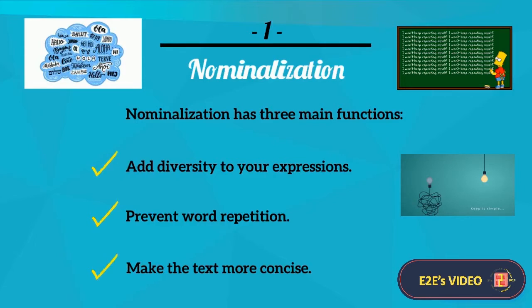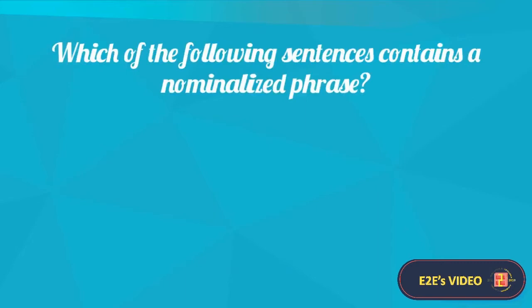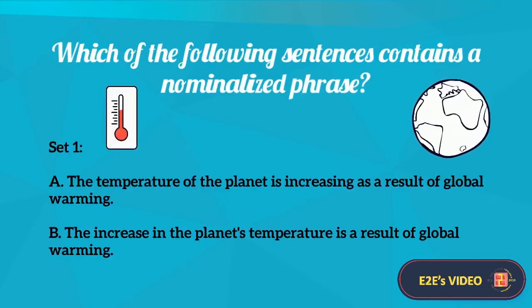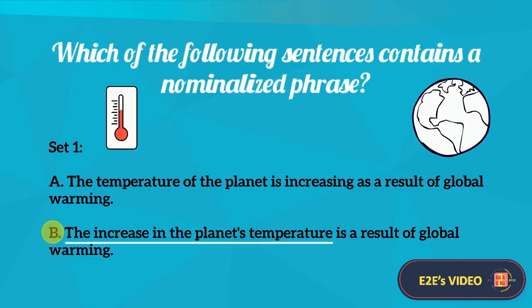Okay, before finishing our lesson on nominalization, let's check your understanding again with a short exercise. Which of the following sentences contains a nominalized phrase? Set number 1. A. The temperature of the planet is increasing as a result of global warming. B. The increase in the planet's temperature is a result of global warming. The answer is B. The nominalized phrase is the increase in the planet's temperature.